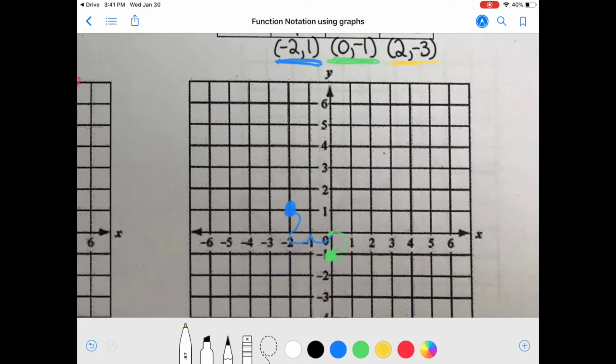And then my third one, I've got 2, negative 3. So my 2 is positive. So starting at the origin, going over to the right, 1, 2. And going down 1, 2, 3 for my y value. So that is my third point. Then I'm going to connect it the best I can. And there's my graph.